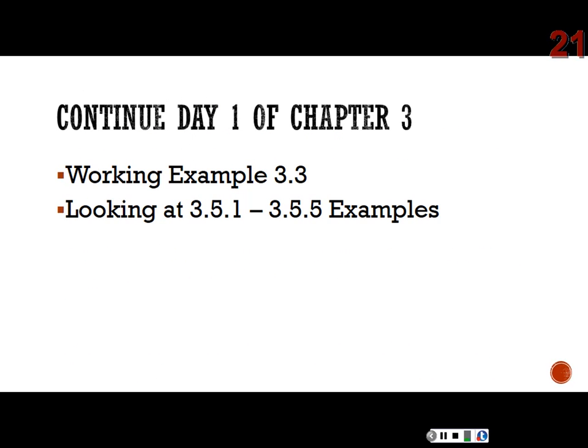All right, so let's go ahead and work an example 3.3 from the textbook, okay? And example 3.3 is on page 56 of the textbook.